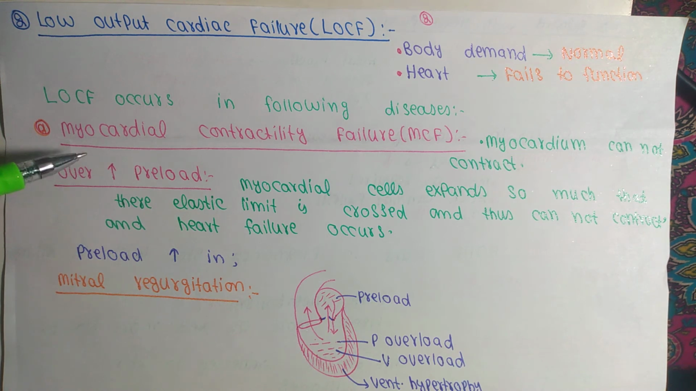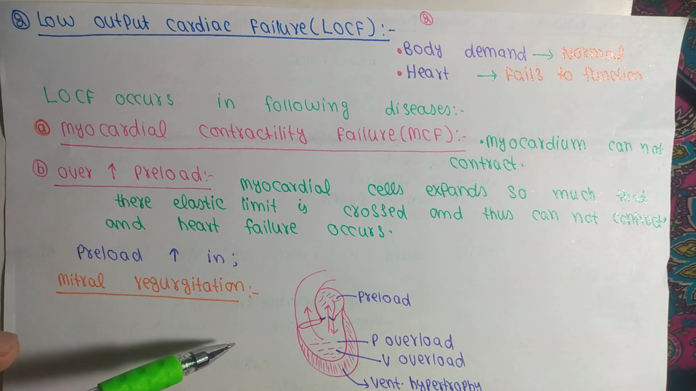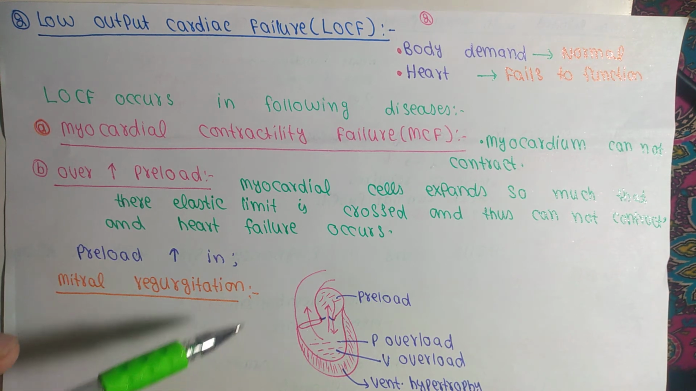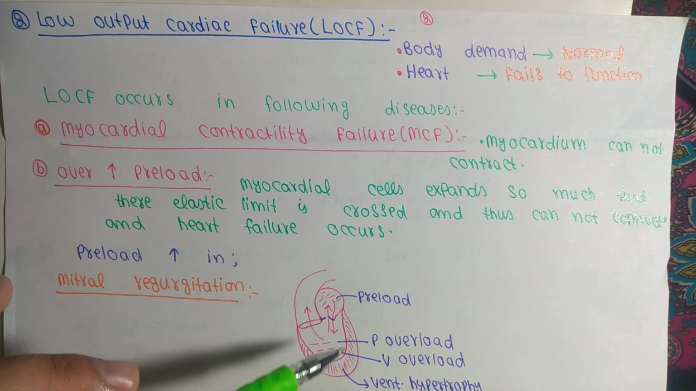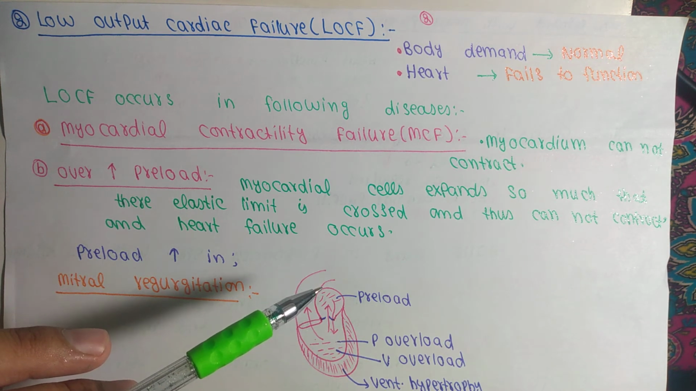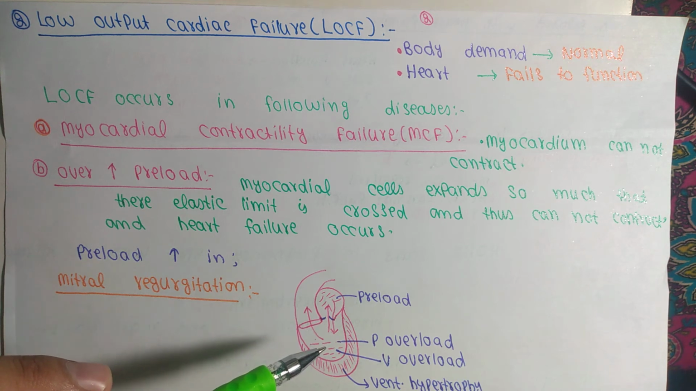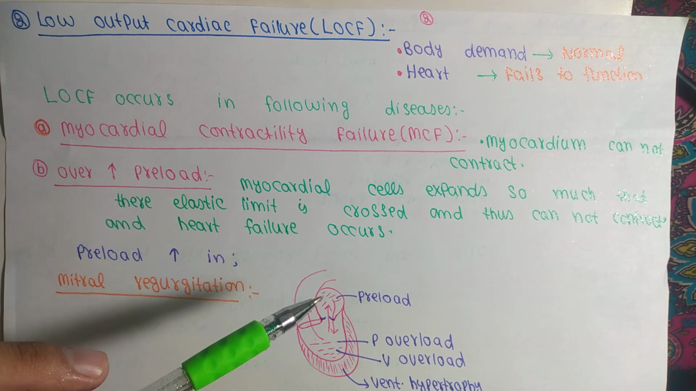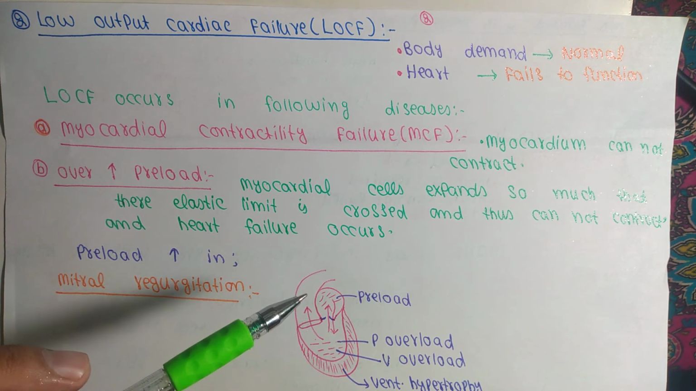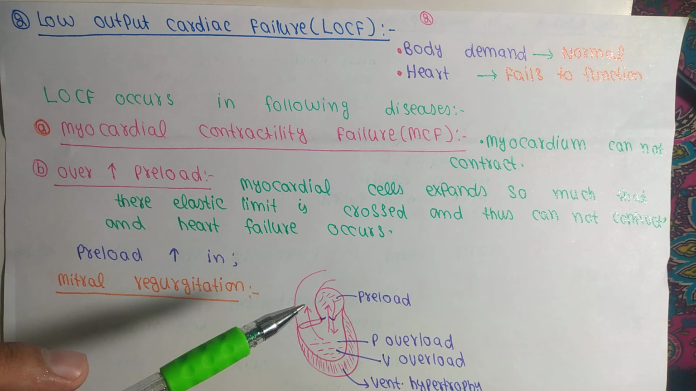The second thing is increased preload. When preload increases too much, this results in low output cardiac failure. Now we discussed normally before that when blood is coming into the ventricle and this increases preload in the ventricle, then output will be increased. Normally a small increase in the preload results in increased output of the heart. But listen to me, when the preload is increased too much, more than normal, then cardiac output is decreased.